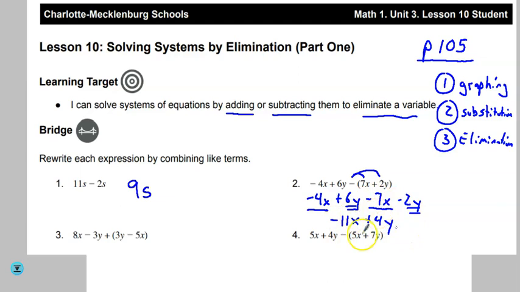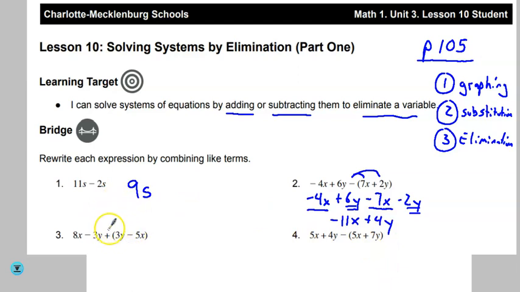Now, if you got the y's first and the x second, that's fine. And also, don't combine your x's and y's. Stop right there. Some people like to make that a negative 7xy or something. No, stop right there. Don't put your x and y together.